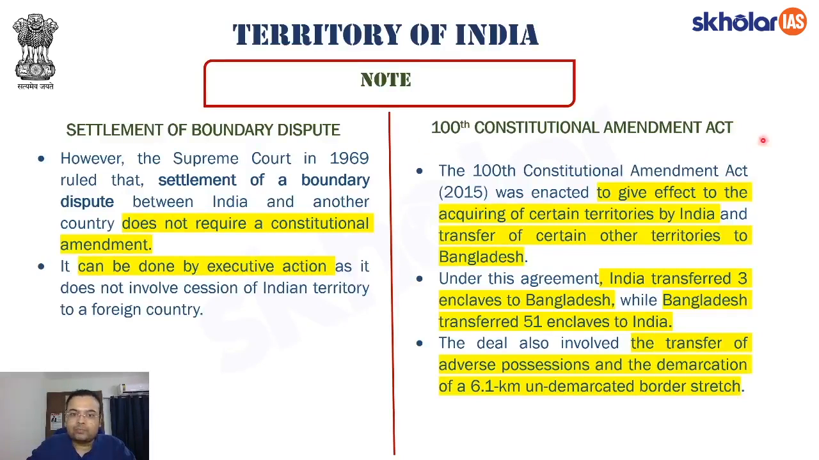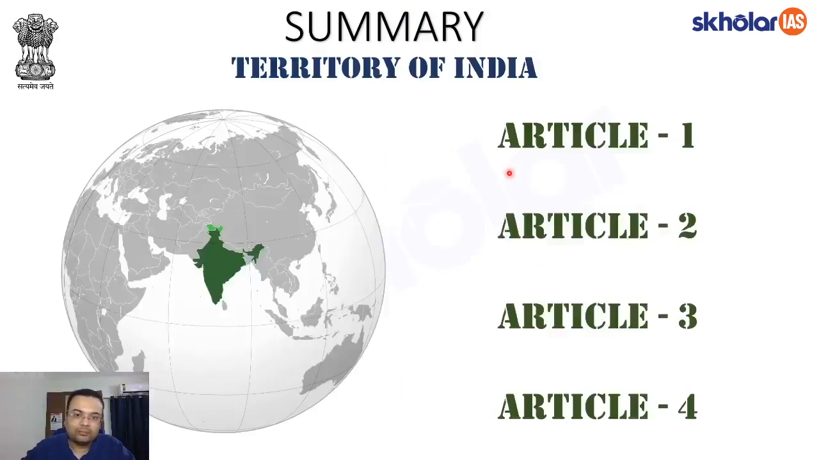Another point which can be kept in mind as an example: we had something called the 100th Constitutional Amendment Act. What exactly happened? It was enacted to give effect to the acquiring of certain territories by India and transfer of certain other territories to Bangladesh. Under this agreement, India transferred 3 enclaves to Bangladesh and Bangladesh transferred 51 enclaves to India. The deal also involved transfer of adverse possessions and demarcation of a 6.1 kilometer undemarcated border stretch. Keep in mind that the 100th Constitutional Amendment Act was done in order to exchange territory between India and Bangladesh.